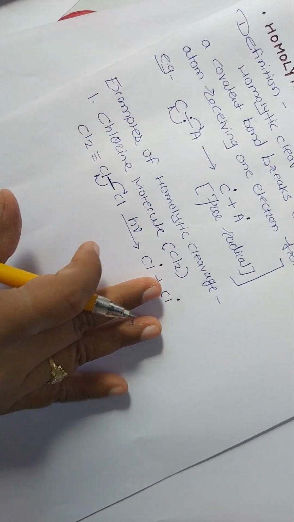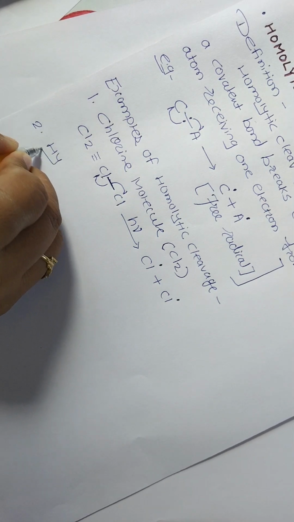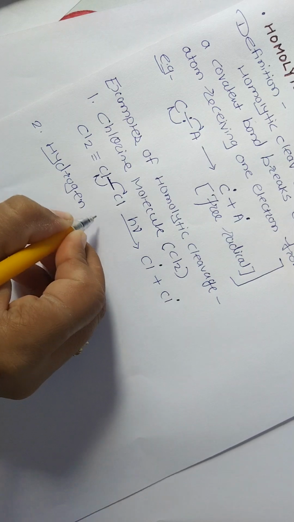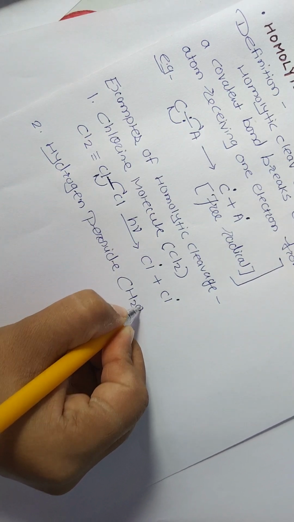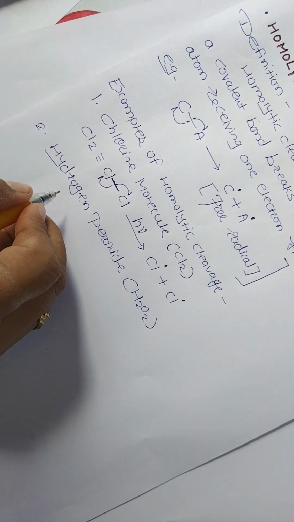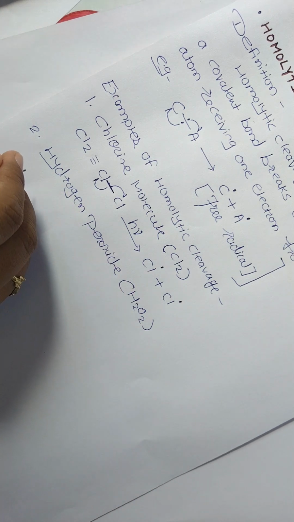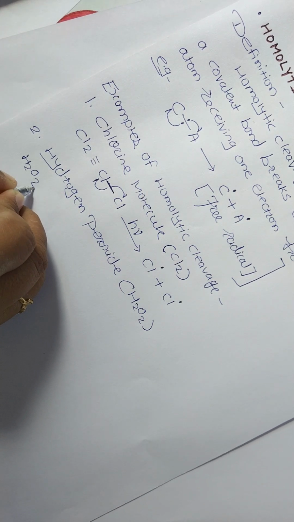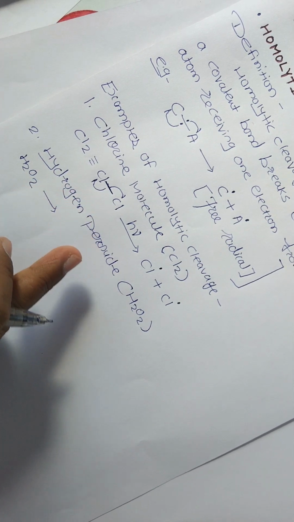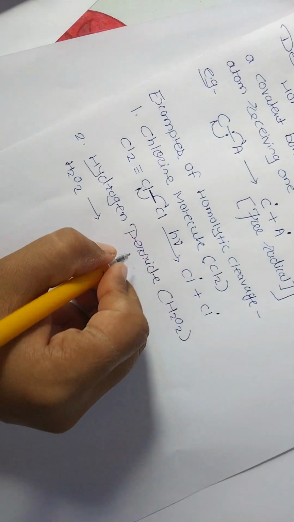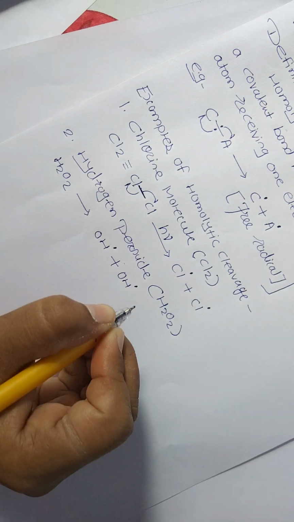Then we can take another example, hydrogen peroxide, H2O2. So the condition is upon the heating and the UV light. Okay, so we'll write here H2O2, that is hydrogen peroxide. Similarly, we'll get two radicals, that is OH radical and another one is also OH radical.